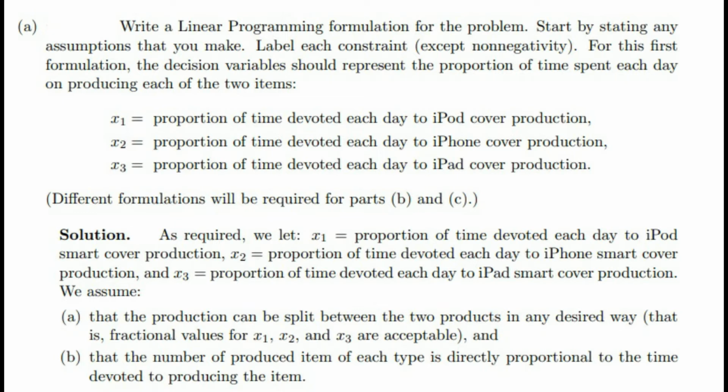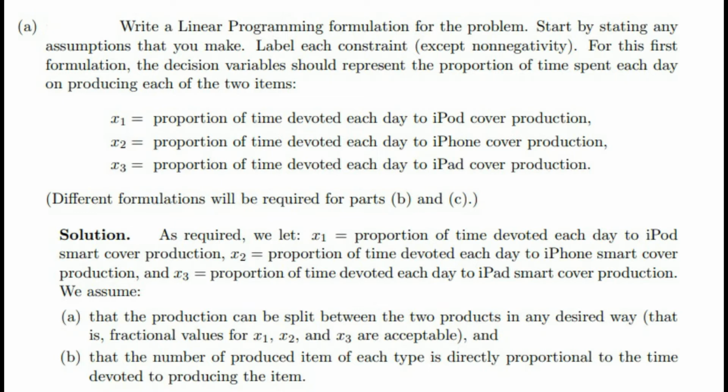For this first formulation, the decision variable should represent the proportion of time spent each day on producing each of the items. X1 equals proportion of time devoted each day to iPod cover production. X2 equals proportion of time devoted each day to iPhone cover production, and X3 equals proportion of time devoted each day to iPad cover production. Different formulations will be required for parts B and C.